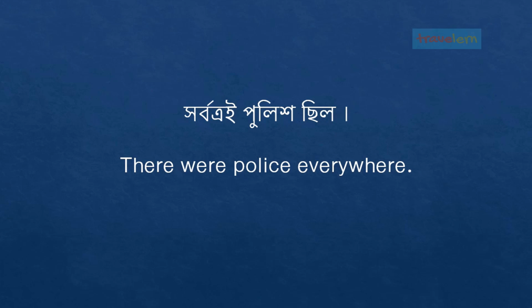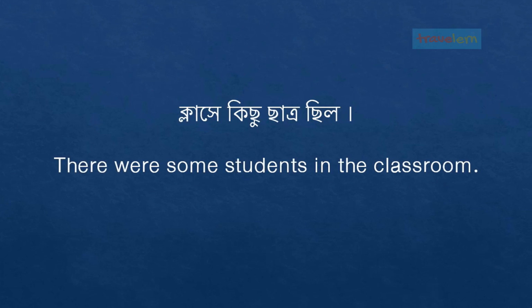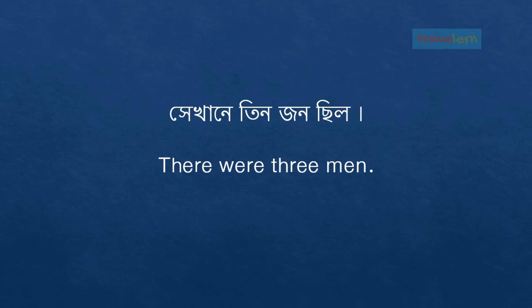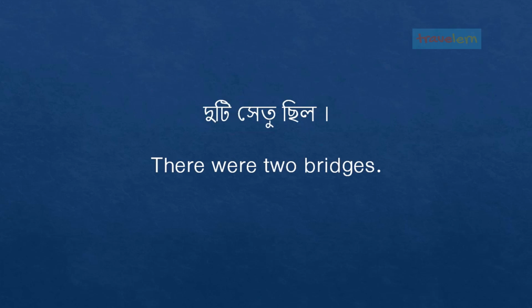সর্বত্রই পুলিশ ছিল। There were police everywhere. ক্লাসে কিছু ছাত্র ছিল। There were some students in the classroom. সেখানে 3 জন ছিল। There were 3 men. দুটি সেতু ছিল। There were 2 bridges.